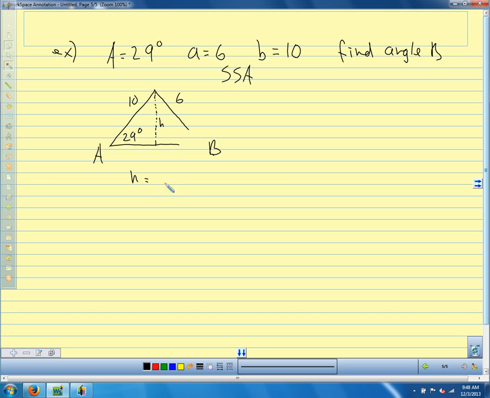Our height is 10 sine 29 degrees. Now this one is a little less easy to intuitively know how big sine 29 is. 78 was close to 90, so we were pretty confident that the sine was close to 1. So we're going to calculate this out. Our height, when we plug this in our calculator, comes out to about 4.85.